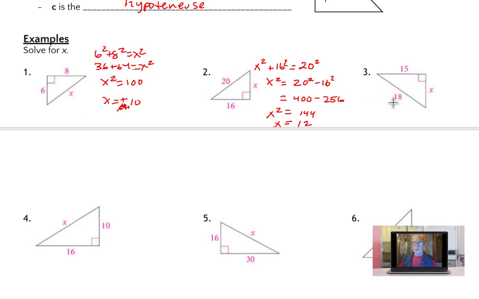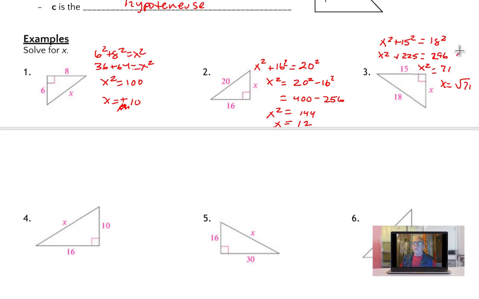For number 3, we've got an 18 for the hypotenuse. So that's going to set up 18 squared on the right. And we have x squared plus 15 squared is equal to 18 squared. 18 squared is 296. And 15 squared is 225. Take 225 away from both sides. We get x squared is equal to, it's like 71. And x is going to be the square root of 71.